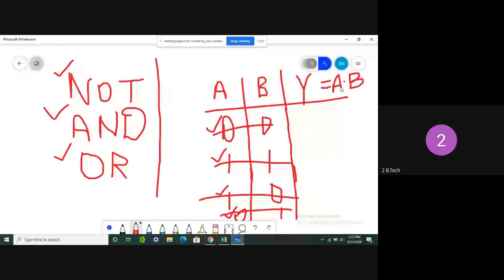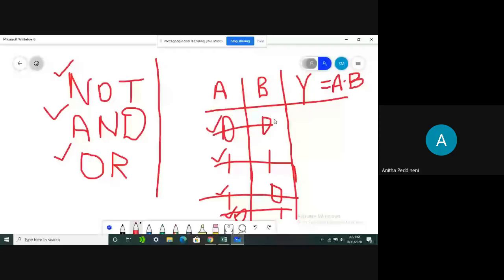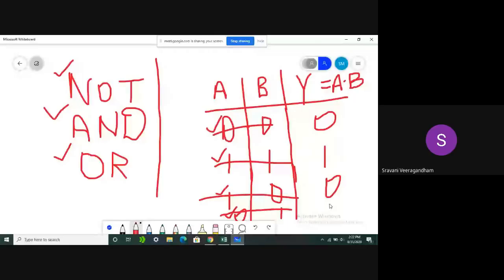Now A is 0, B is 0. What will be the output? 0, 0 into 0. Very good. Again, if A equals 1 and B equals 1, what will be the output? 1. Both are 1, so 1. Now tell me, if A is 1 and B is 0? 0. Okay, very good. And if A is 0 and B is 1, what will be the output? 0.